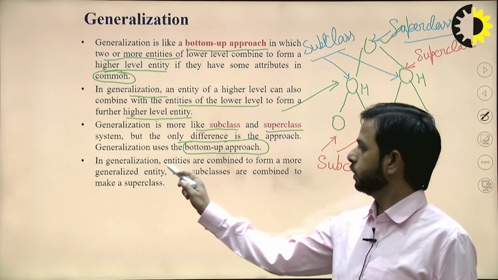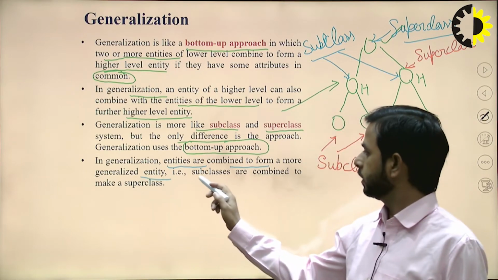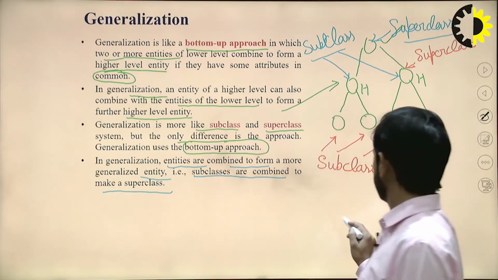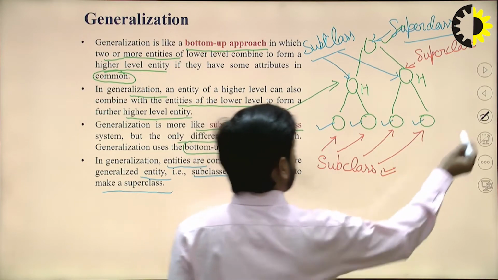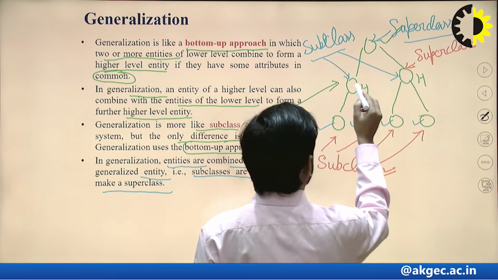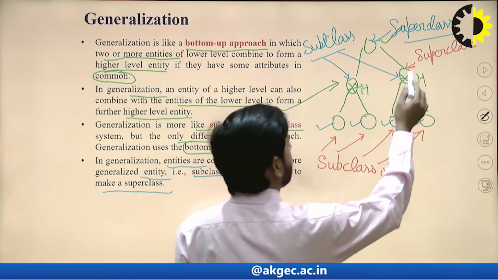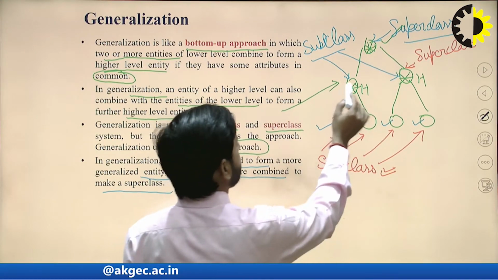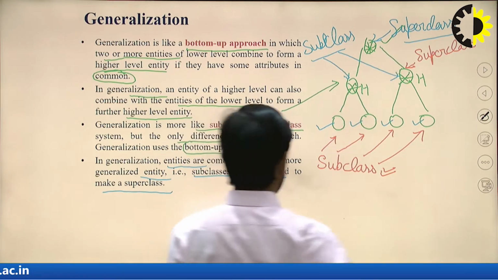In generalization, entities are combined to form a more generalized entity, that is, subclasses are combined to make a superclass. So these subclasses are combined and they form this superclass. And these superclasses are combined to form a higher level superclass. This superclass is a subclass with respect to the higher superclass.